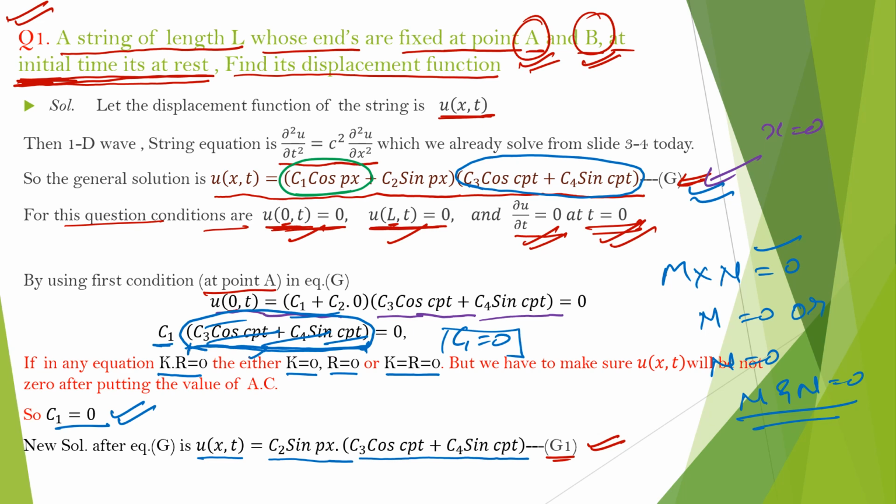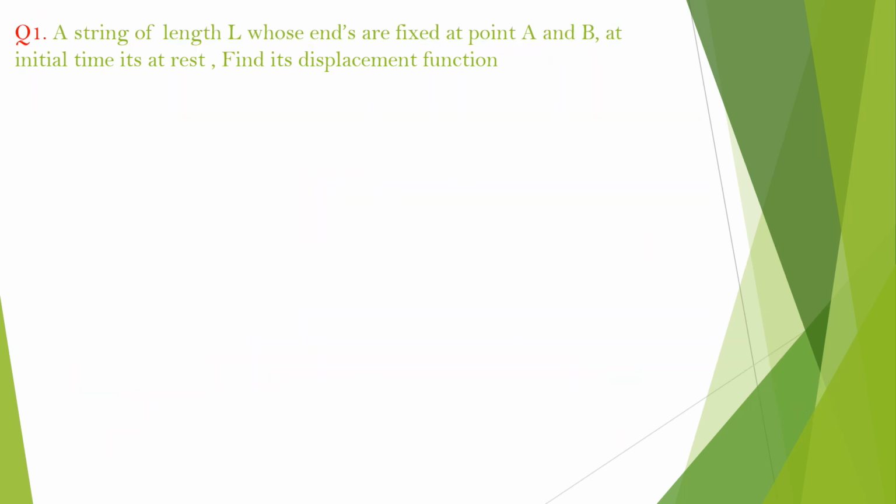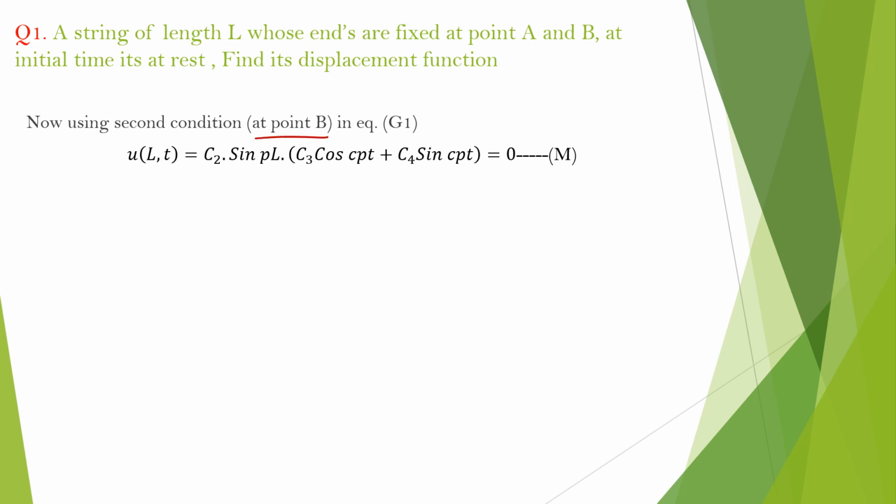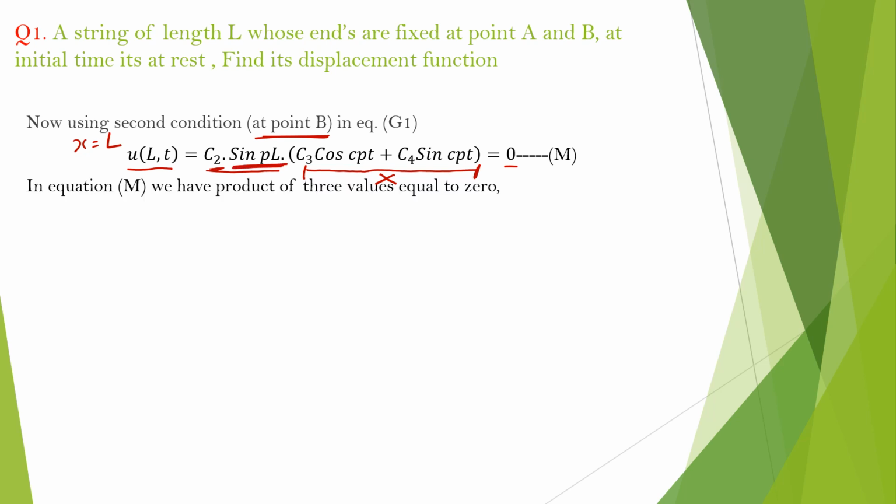Now we have to substitute the next condition. The next condition is at point B, that is u(L,t), when x is equal to capital L, is equal to 0. Now we substitute the value: C2 sin PL and (C3 cos cpt plus C4 sin cpt). Again this value is not changed, so this is not equal to 0. We have either C2 is equal to 0 or sin PL is equal to 0.